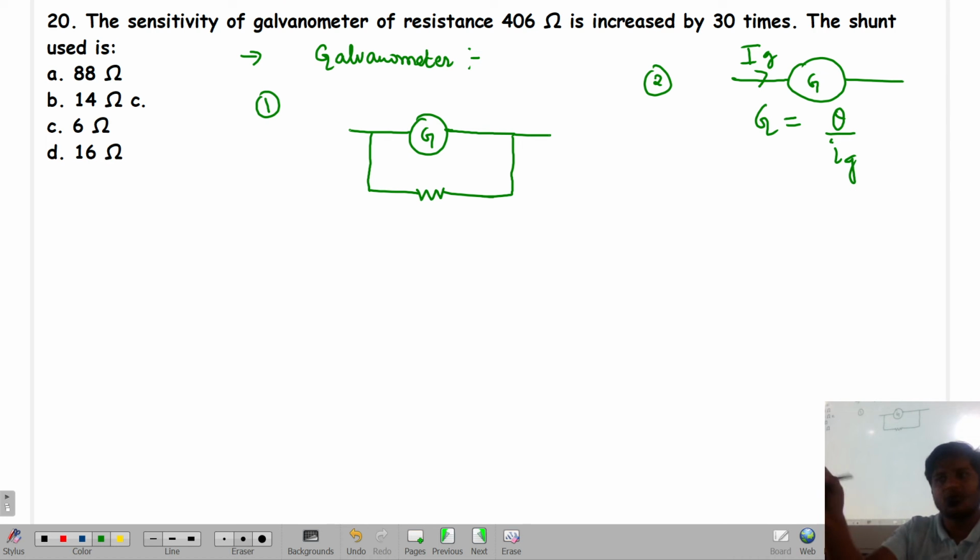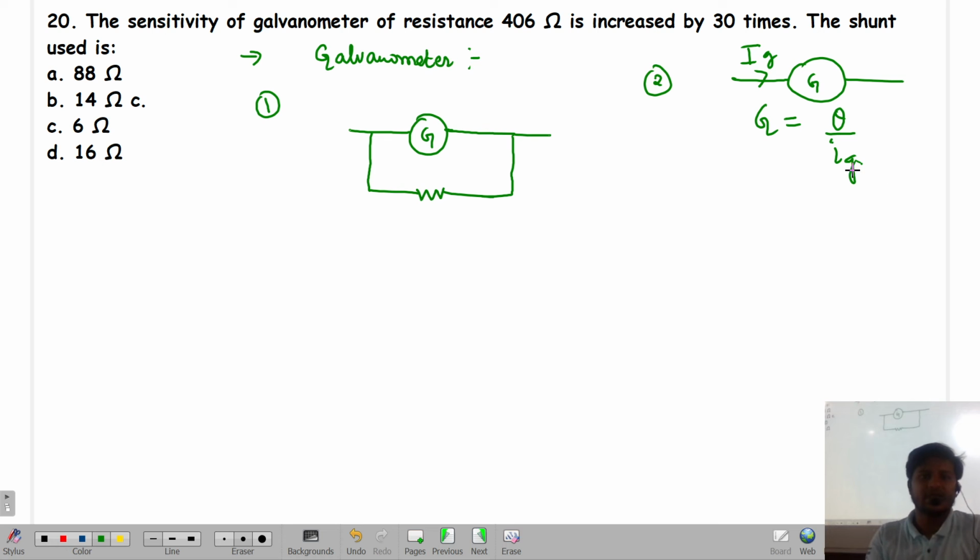Understood or not? How will we know that a galvanometer is perfect? If I pass 5 ampere, it will be rotated by 5 or not? So if you divide theta by 5 ampere, it should give one answer or not? If it is a 100% perfect galvanometer, theta by I G should be equal to 1. Are you able to understand?